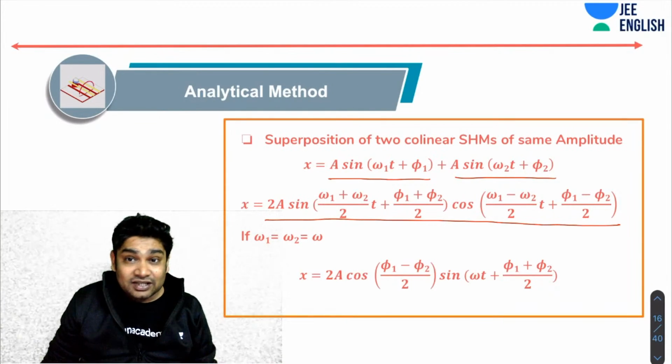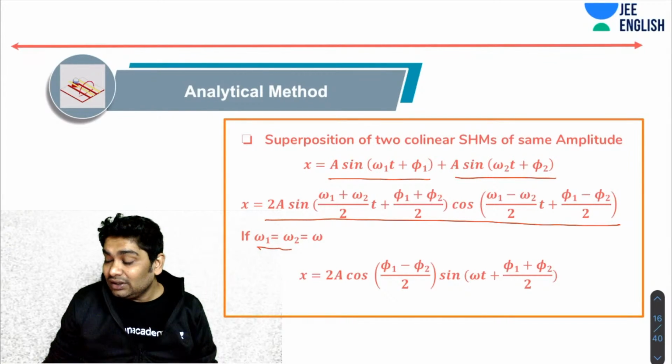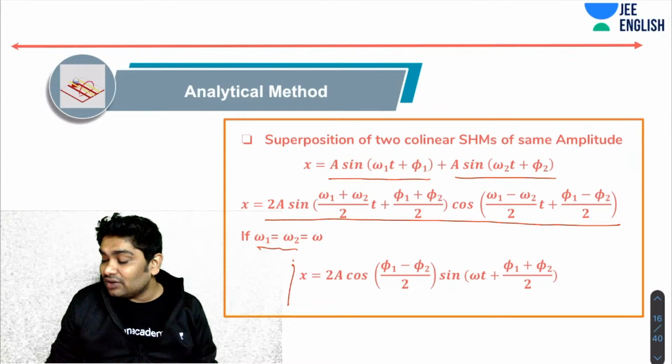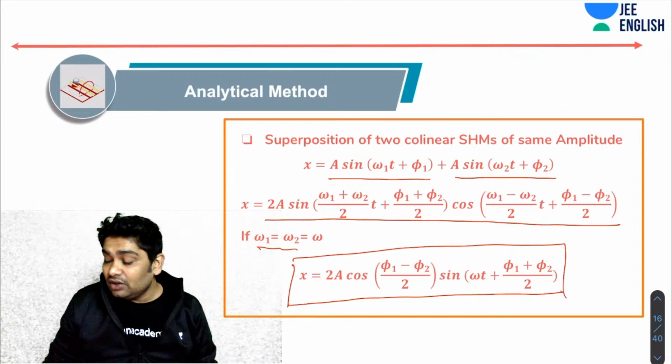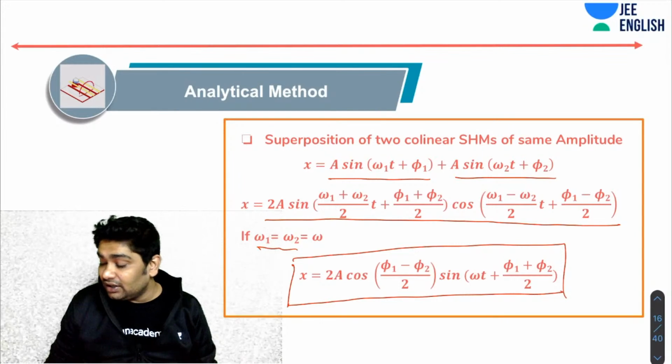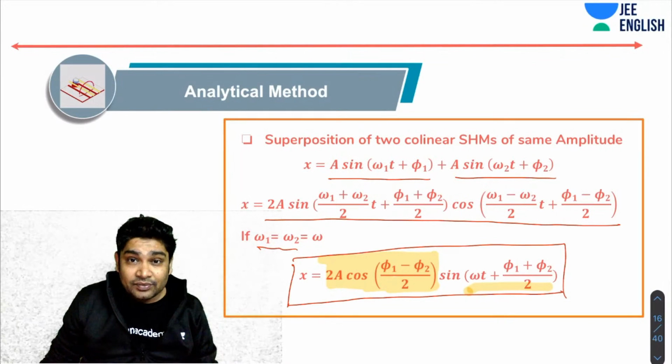Now, if I consider a special case where omega 1 is equal to omega 2, then you get this equation, and this you realize would be an SHM. This motion would be an SHM, where this term would represent the new amplitude. Okay, this term would represent the new amplitude. And this term, of course, is representing the frequency and this is the initial phase. Okay, so this is the phase of that SHM.